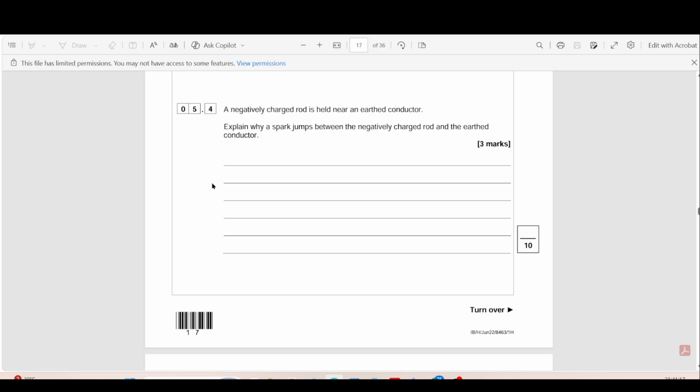Let's take question 5.4. A negatively charged rod is held near an earthed conductor. Explain why a spark jumps between the negatively charged rod and the earthed conductor.